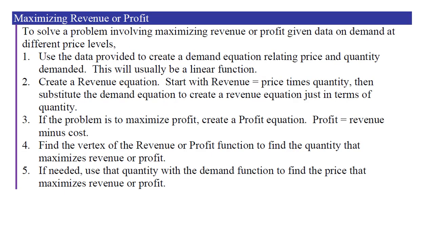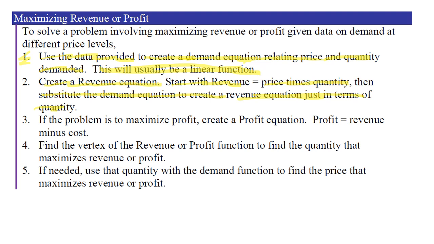So to review some of the things that we just talked about, if we're trying to maximize revenue or profit, these are what we want to do. First, use the data provided to create a demand equation relating price and quantity demanded. This typically will be a linear function, and it kind of has to be right now so that we can do the problems based off of the knowledge we have. Then we want to create a revenue equation. You start with your revenue equation, which is price times quantity. Then we want to substitute that demand equation we found in step number 1 so that the revenue equation really only has one variable, and that would be in terms of the quantity.